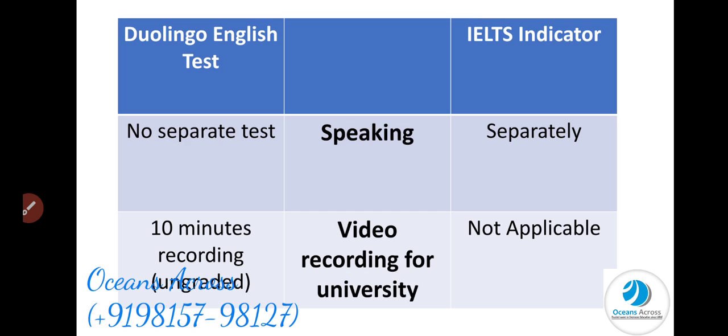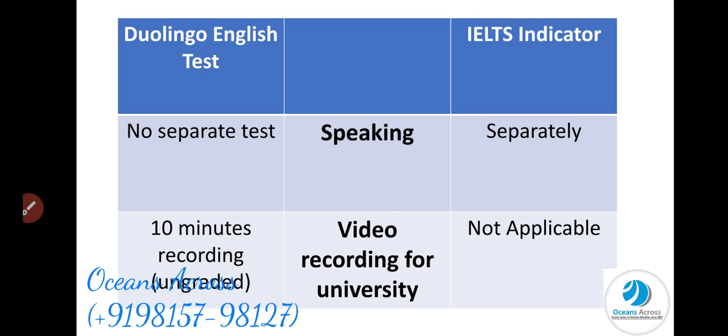Another difference is the speaking test. As I mentioned, IELTS indicator is a replica of the real IELTS test, so you're going to have your speaking separately. But in the Duolingo English test, there is no provision for a separate speaking test. You will be tested in that 45 minutes only, for all the skills.